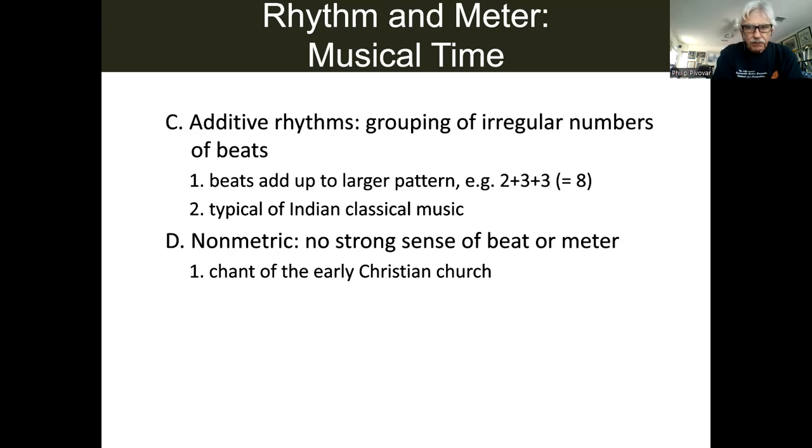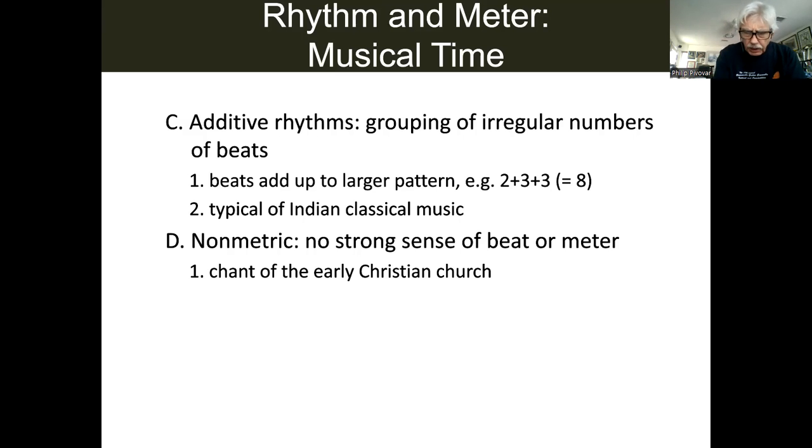Additive rhythms are where you take different meters and you combine them, right? So it says a large pattern like 1, 2, 1, 2, 3, 1, 2, 3, 1, 2, 1, 2, 3, 1, 2, 3, and it adds up to be 8. And so that's a repeating pattern. 1, 2, 3, 4, 5, 6, 7, 8. 1, 2, 3, 4, 5, 6, 7, 8. That's it. Okay, so typical of Indian, not American Indian, but from India, we'll have some examples of this.